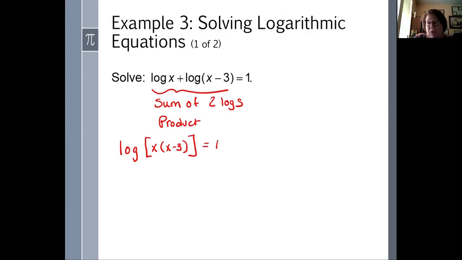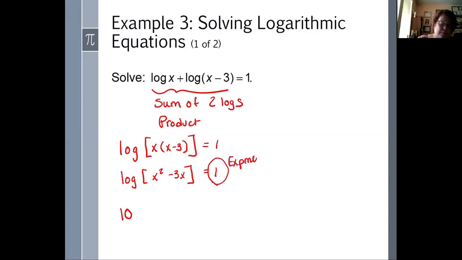All right, now I'm going to go ahead and multiply this out if I want to. This is the log of x squared minus 3x, and that is equal to 1. So now I'm going to write this as an exponential. My base is the number 10. This is the common logarithm. And I'm raising that 10 to the first power. This is my exponent. And that is equivalent to what I'm taking the log of, which is x squared minus 3x.